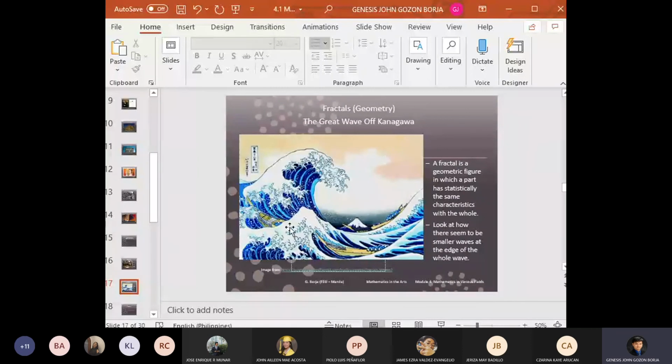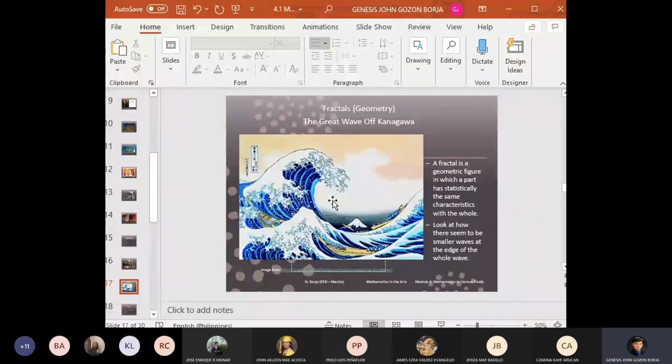So kung makikita natin, actually ang tanong nga dito, nung ipininta ito nung artist, this was painted by a Japanese artist, if I'm not mistaken, nung ipininta niya to, may idea na siya kung ano yung fractal o it's an actual observation. But of course, if we really look at the waves, we can see smaller waves at the end of the waves. And those smaller waves also have smaller waves, di ba? So, paulit-ulit lang siya. So, it's an example of a fractal.